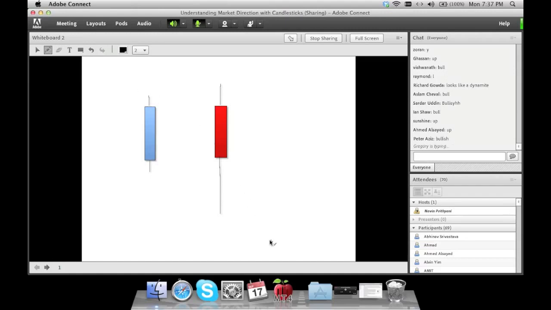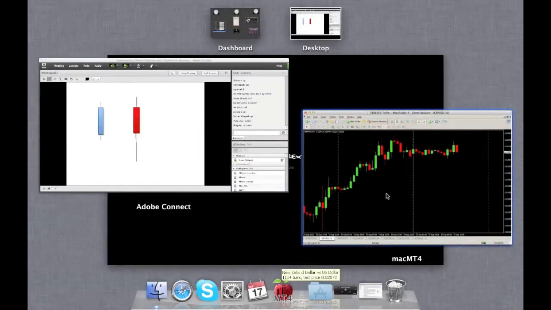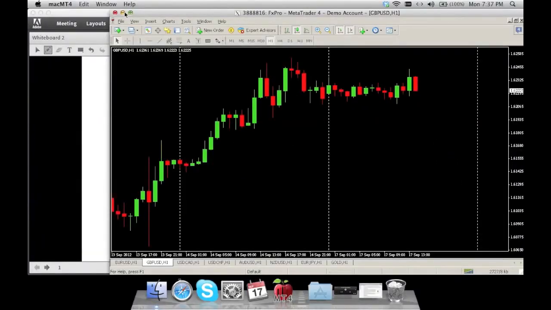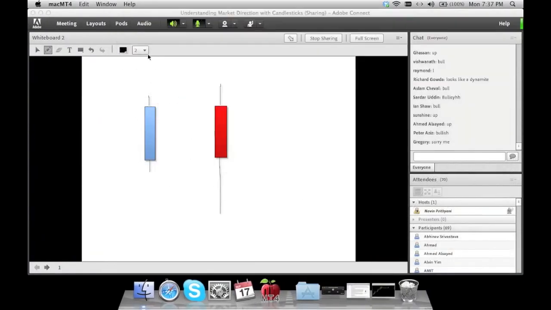What the time frame is depends on your MetaTrader. You can set it to whatever you want, the 1 hour, 30 minutes, 15 minutes. So for example, if you set your charts to the 1 hour time frame, each of these candles represents 1 hour worth of data. Now, this blue candle, the market opens up here.